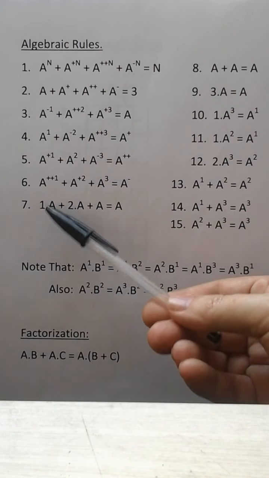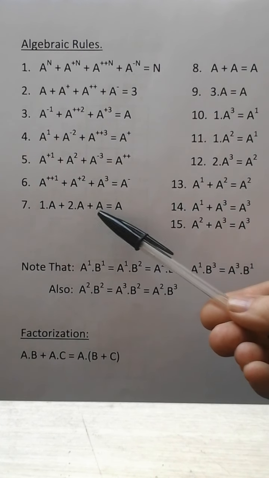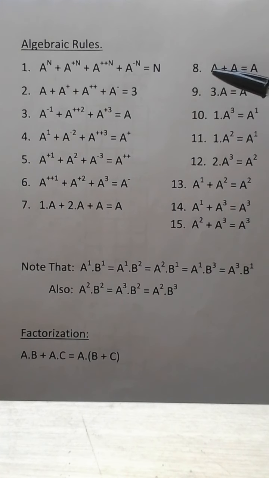1 min A max 2 min A max A equals A. A max A equals A. 3 min A equals A. 1 min A3 equals A1. 1 min A2 equals A1. 2 min A3 equals A2. A1 max A2 equals A2. A1 max A3 equals A3. A2 max A3 equals A3.